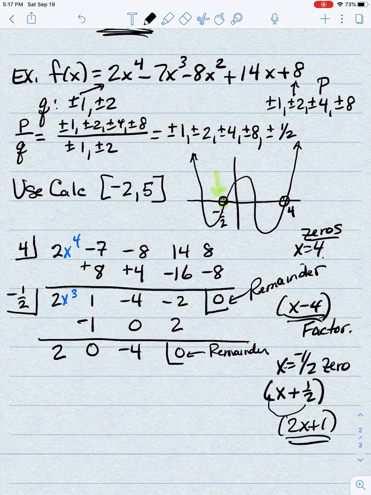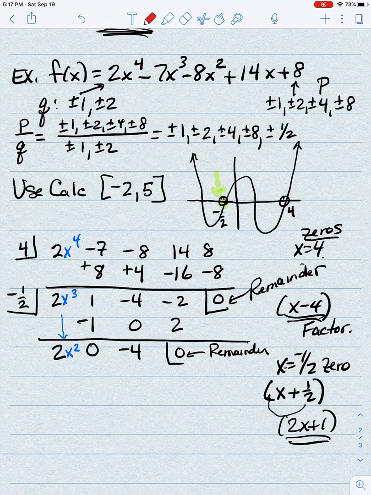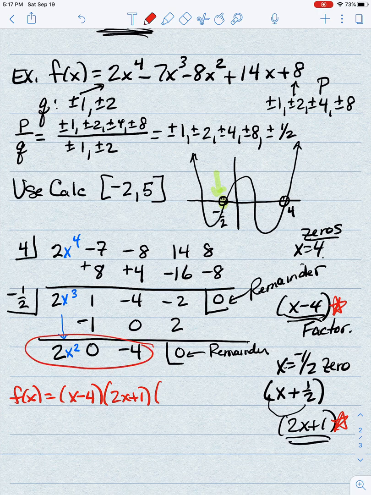All right, so now let's think about what we have left over on our second synthetic division. When we come down here, we now have that to be 2x squared. Okay, so in our world of factors, let's put this out in red. Okay, so our f of x now can be thought of as x minus 4. Okay, that was our first factor over here. We now have a 2x plus 1. And we also have what's showing up here as the bottom on our last quotient, 2x squared minus 4.